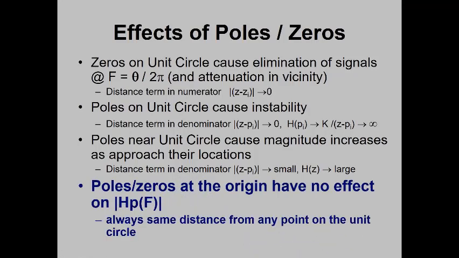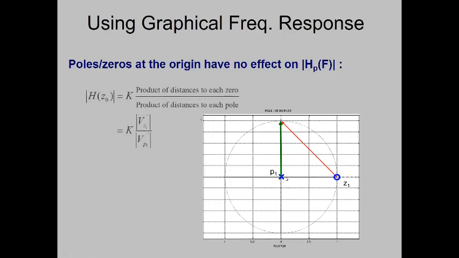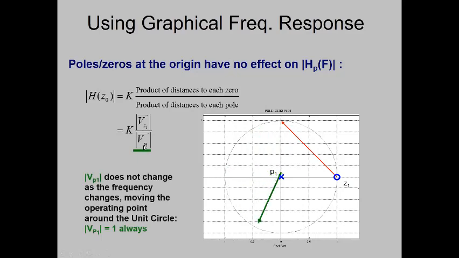Now, if you put a pole or a 0 at the origin, as we saw in that last example, it has no effect on the shape of the magnitude response of the system. It's always the same distance away from every point on the unit circle, right? So if I have either a pole or a 0 at the origin, no matter where I am on the unit circle, that vector distance is not changing. It's always 1. Doesn't matter where I am.